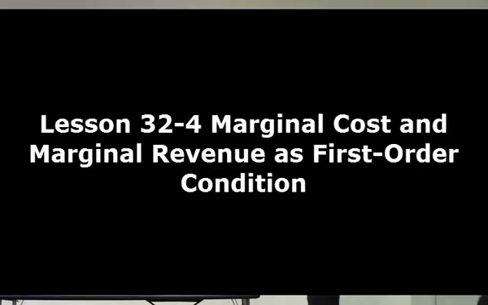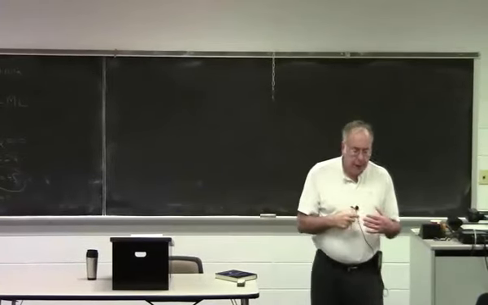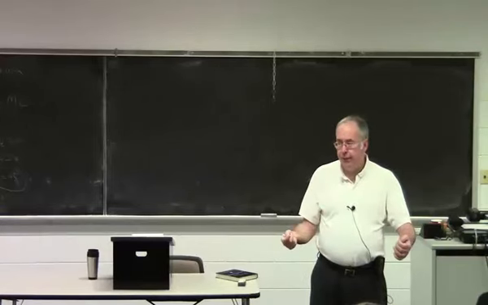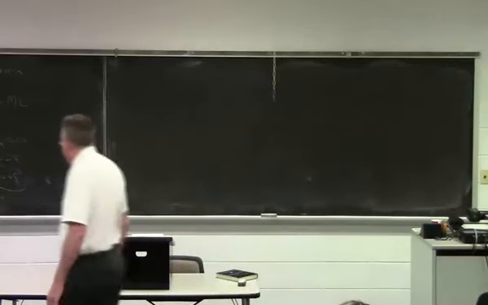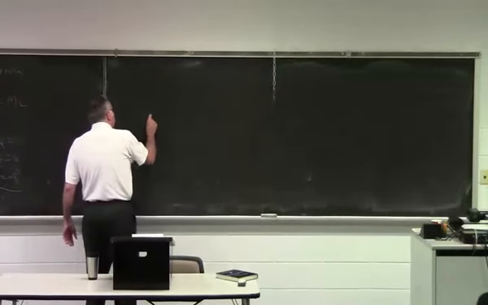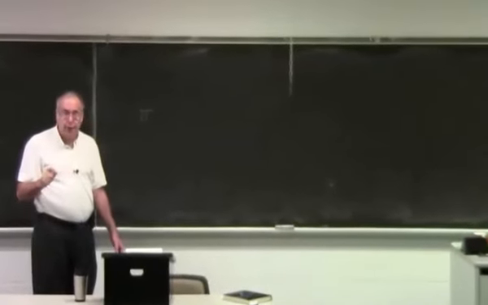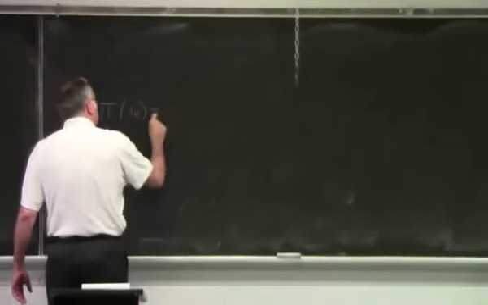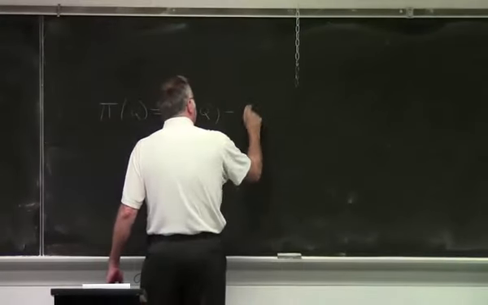Let me just prove what I stated just a minute ago: that setting marginal revenue equal to marginal cost is equivalent to satisfying the first order conditions for profit maximization. Profit is revenue minus cost. And let's assume that we can express both revenue and costs in terms of output. So then our profit function in terms of output is just revenue, R of Q, minus C of Q.